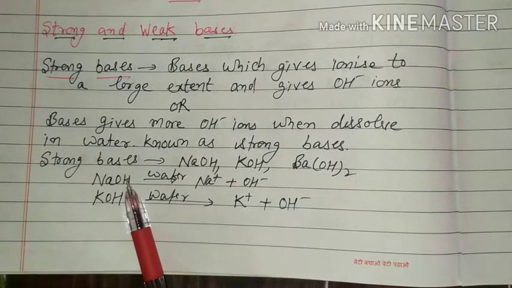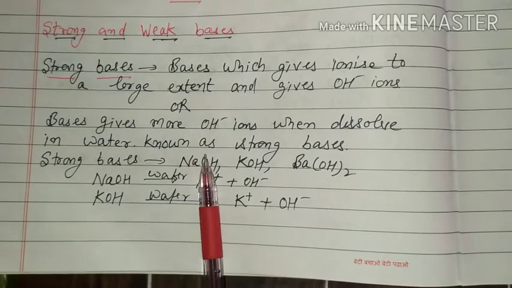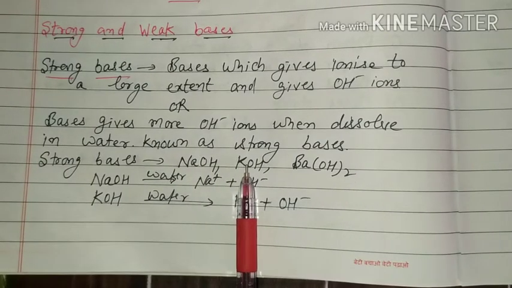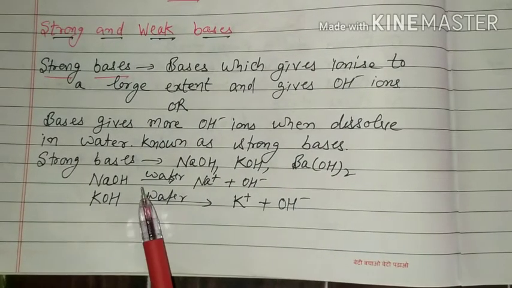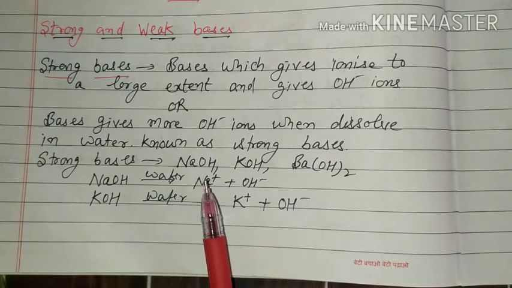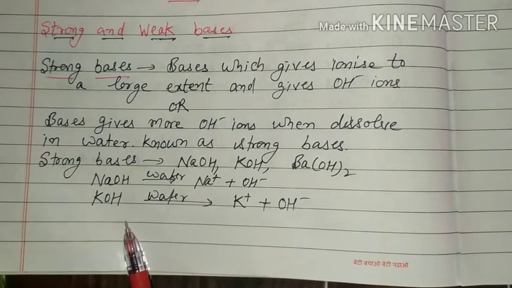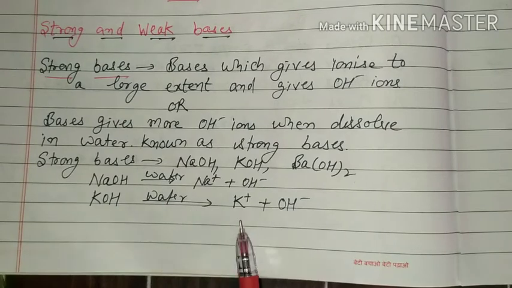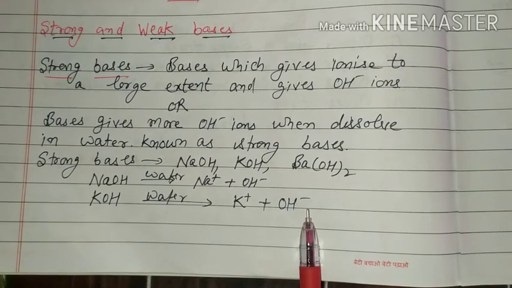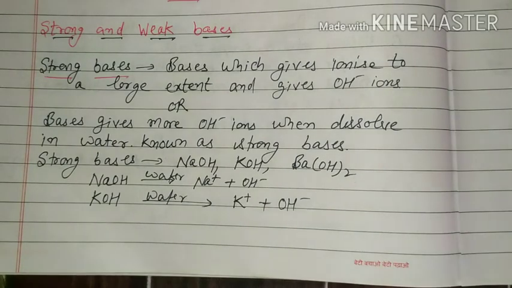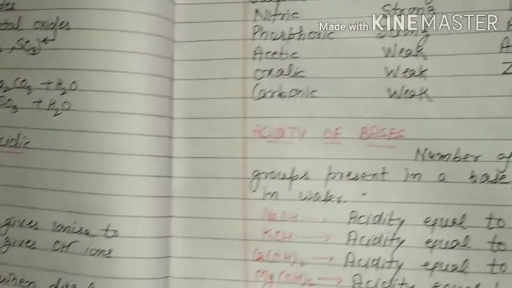Some examples of strong bases are sodium hydroxide, potassium hydroxide and barium hydroxide. When dissolved in water, sodium hydroxide gives sodium positive plus hydroxyl negative ion. Potassium hydroxide in water gives potassium positive plus OH negative hydroxyl ion. That is about strong bases. Now, what does weak mean? Having less of something. Here we discuss weak bases.